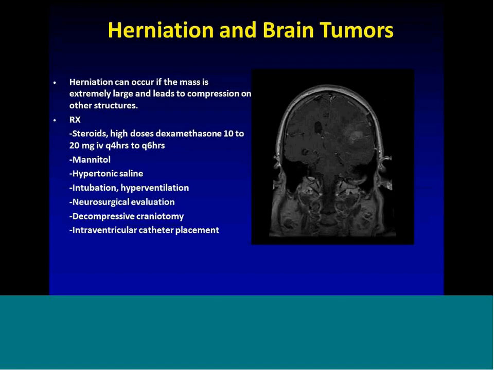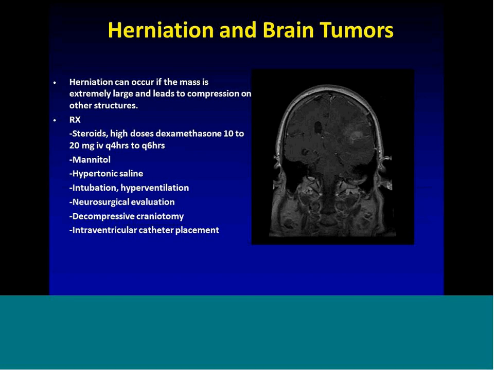This is just an example of one of our patients with a glioblastoma who actually had herniation associated with the brain tumor. You can see the large enhancing mass here on his coronal section. And it's pushing down. You can see the ventricle here is obliterated. And he had pretty serious uncal herniation here at the temporal area. So when herniation occurs, hopefully you get a neurosurgical evaluation. In the meantime, you want to give steroids, 10 to 20 milligrams IV every 4 to 6 hours, mannitol and hypertonic saline, and of course intubation and hyperventilation. Then a craniotomy can be performed, and also a neurosurgical catheter.